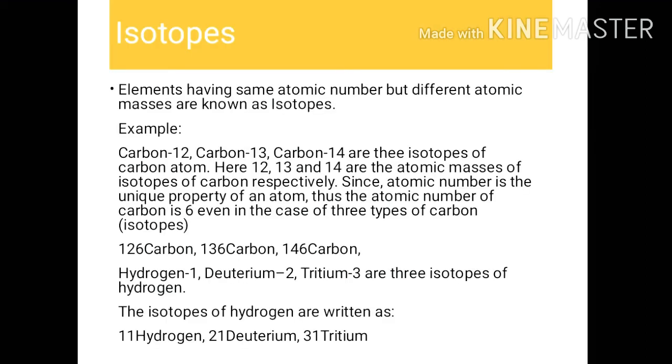Now we are going to discuss isotopes. Elements having the same atomic number but different atomic masses are known as isotopes. For example, carbon 12, carbon 13 and carbon 14 are three isotopes of carbon. 12, 13 and 14 are the atomic masses of the isotopes of carbon respectively. Since atomic number is a unique property of an atom, the atomic number of carbon is 6 in the cases of carbon-12, carbon-13 and carbon-14. Hydrogen-1, deuterium-2 and tritium-3 are three isotopes of hydrogen. The isotopes of hydrogen are written as 1/1 hydrogen, 2/1 deuterium and 3/1 tritium.